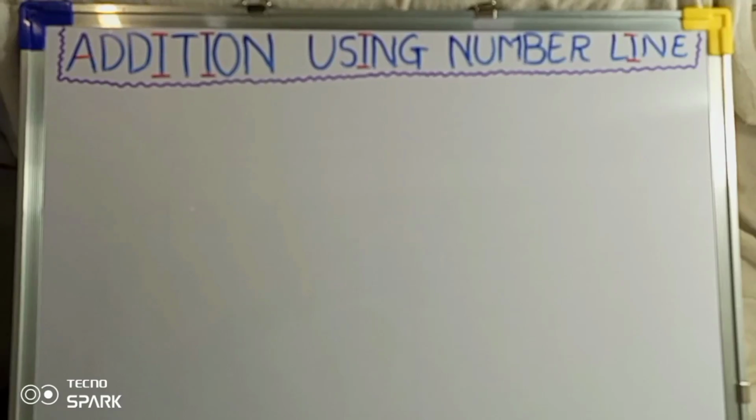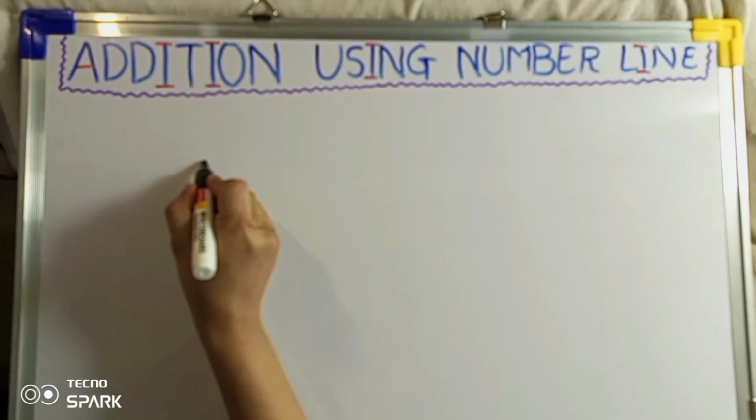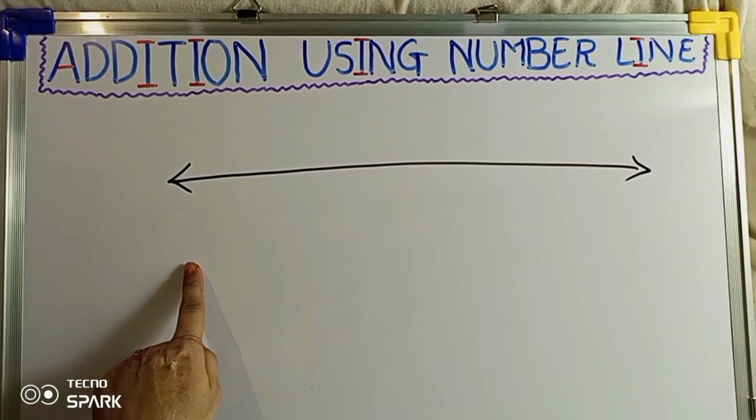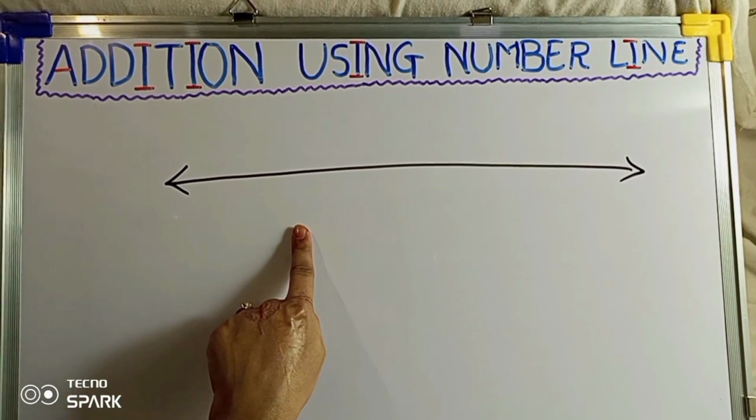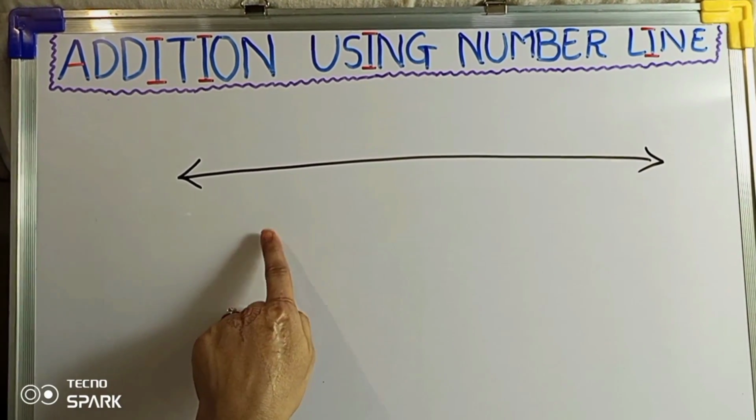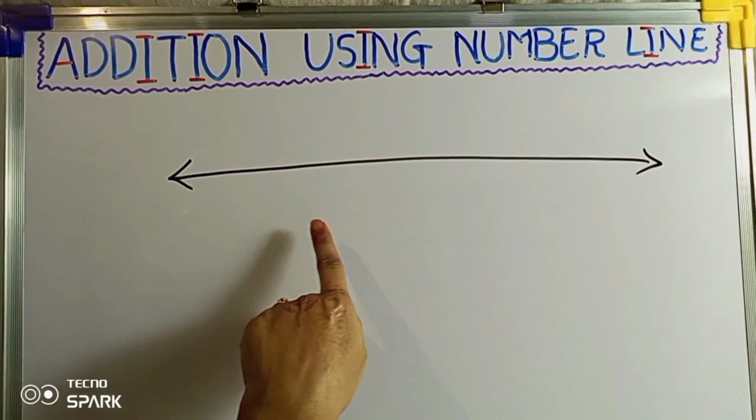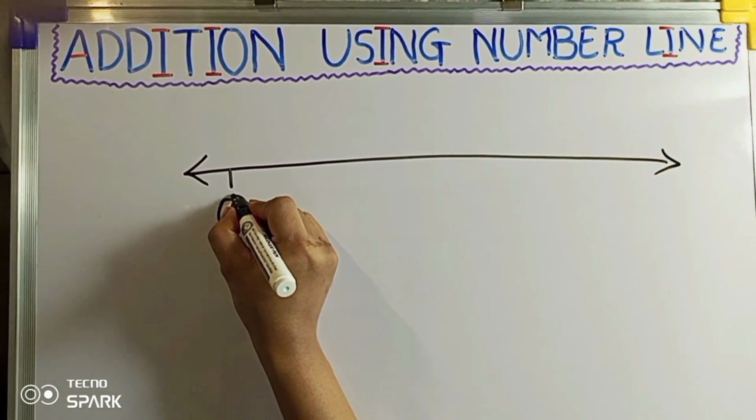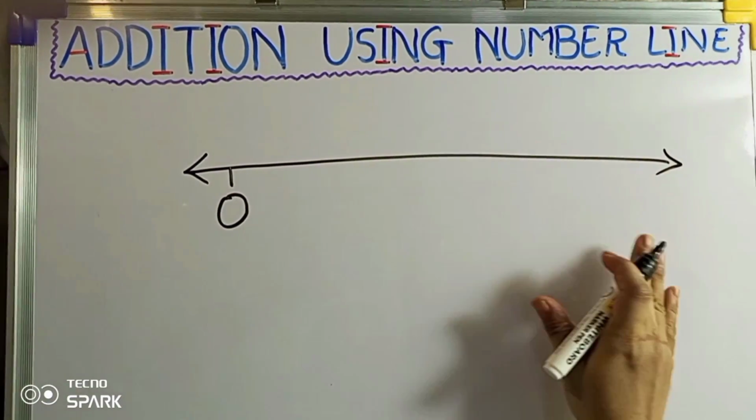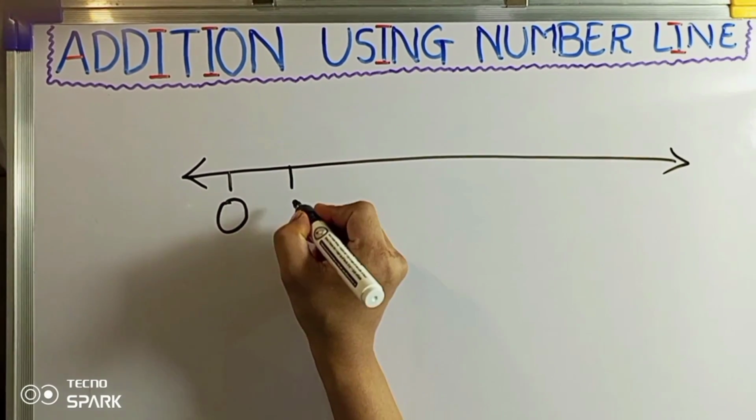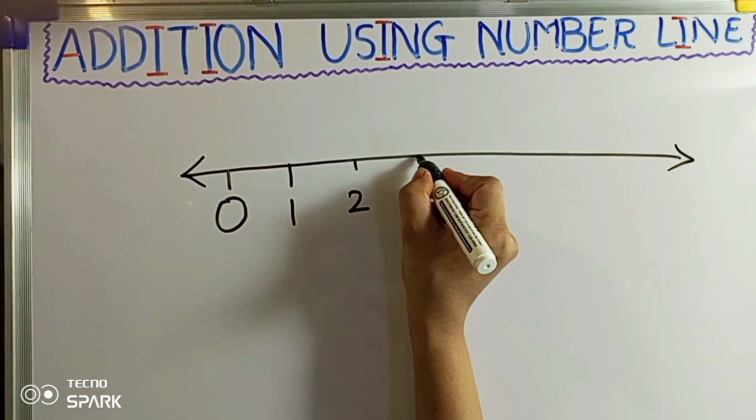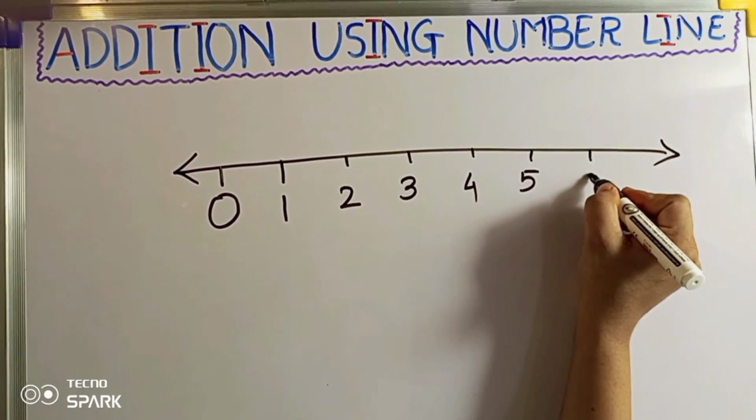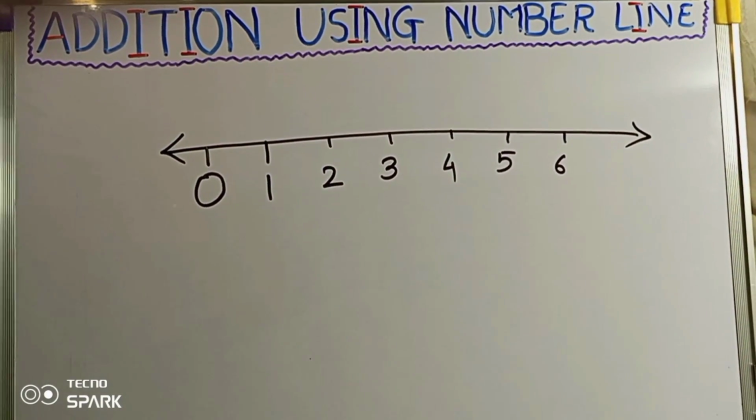Okay? What is a number line? What I have made on the board? I have made a line. And on this line, if I write numbers, then this line is known as number line. So, let us start writing numbers on this line. We will always start from 0, from left towards right. So, 0, 1, 2, 3, 4, 5, 6 and you can go on and on.